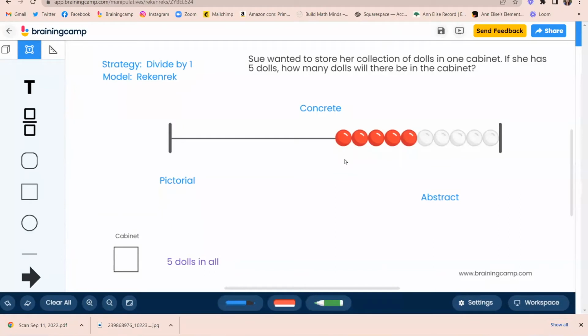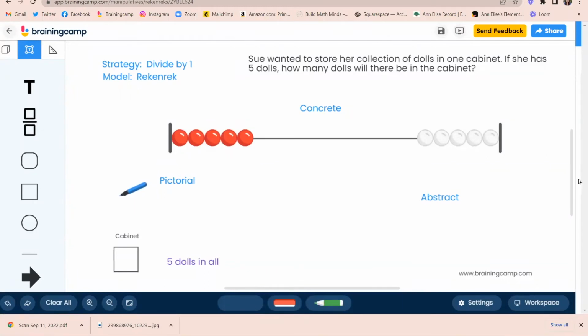So here I have a rekenrek. You'll notice that they're all slid on the right-hand side. That means that none of them are in play yet. We slide to the left the ones that are in play. And it turns out that Sue has 5 dolls, so I'm going to slide over the 5. You'll notice the color coding always helps our students' brains benchmark to 5 and 10. I know that's 5, and I can slide that over in one slide rather than counting one by one. So concretely, I now have 5 dolls and they're going into one cabinet, so there must be 5 in that cabinet.